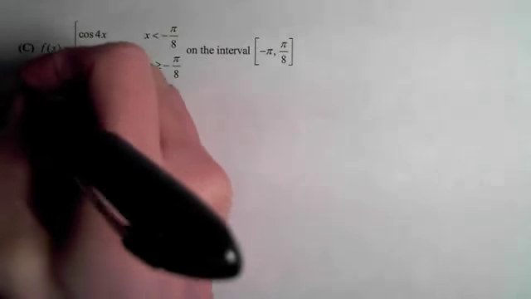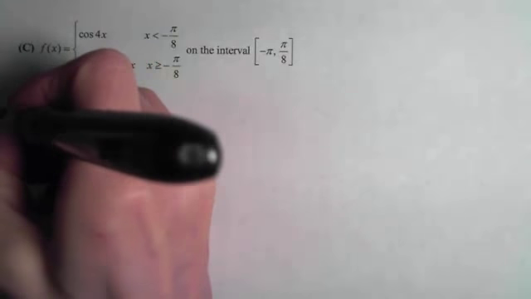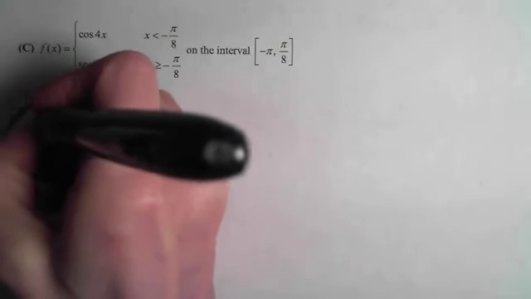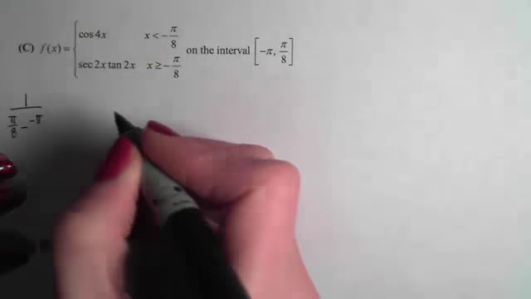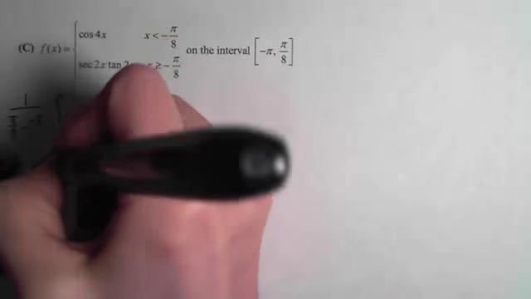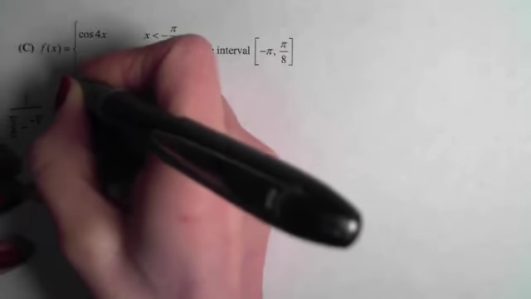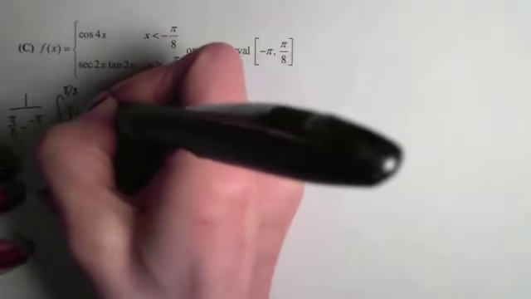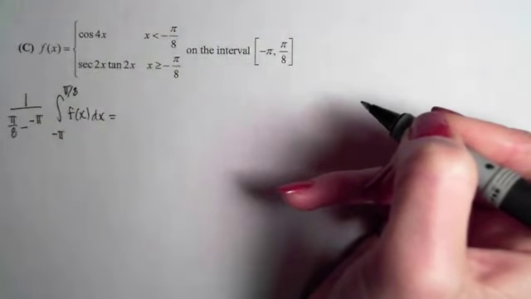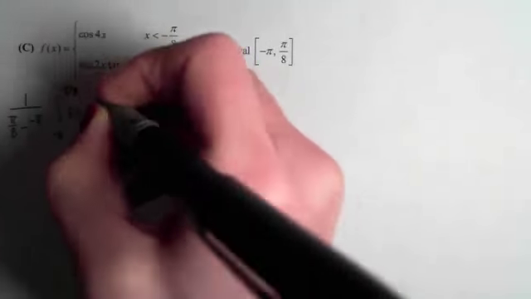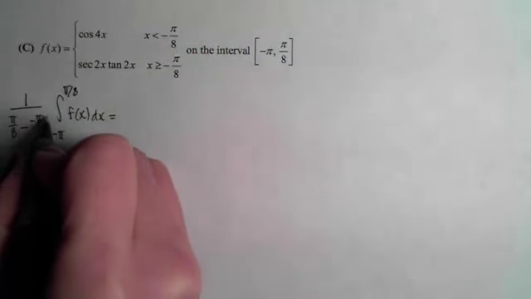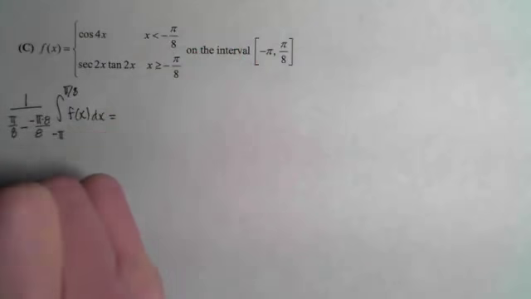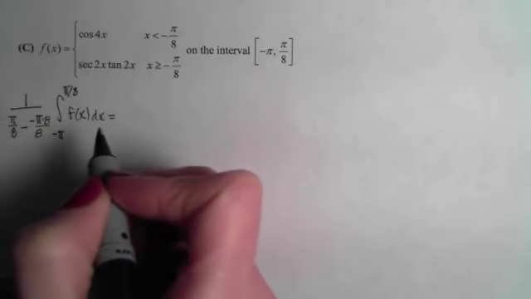Okay, last one, C. Same process. I have 1 over b minus a. Get a common, well, we'll worry about that in a second, times the integral from a to b of f of x with respect to x. We're going to have to split the integral because we're straddling the joint. So on here, let's get a common denominator.